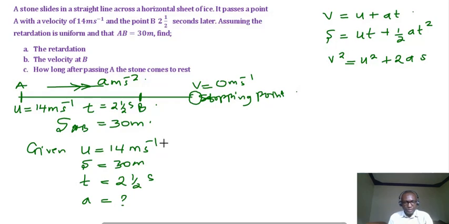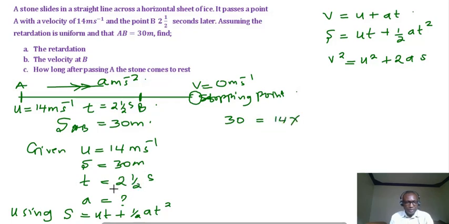So according to the data we have, it means we are going to use this second one. We have u, we have t, we have the s, we need to find a. So using displacement which is equal to ut plus a half at squared, we can now substitute in. We shall have 30 being equal to u, 14 times t. Can write this in terms of an improper fraction, so this will be 5 all over 2, plus a half times our acceleration which we need to find.